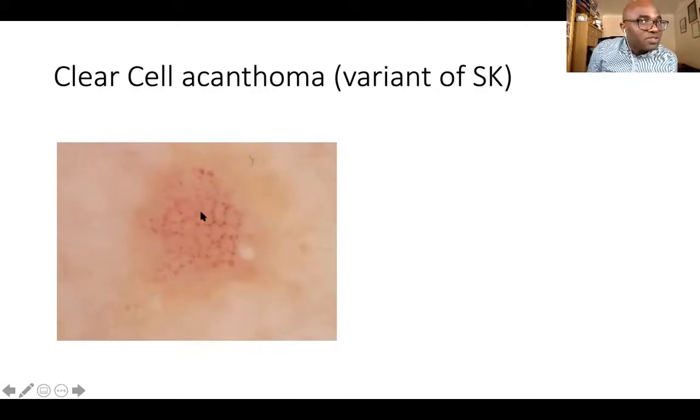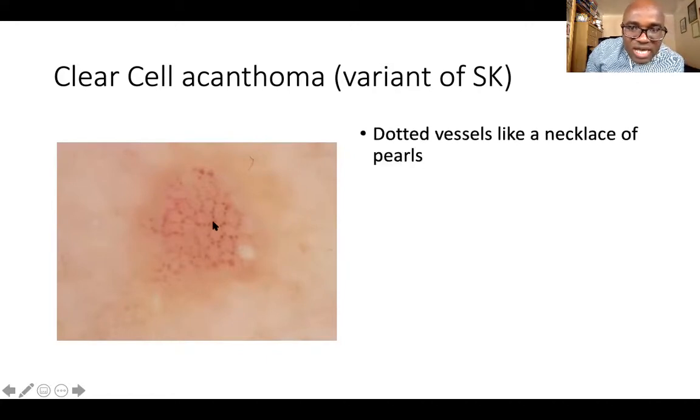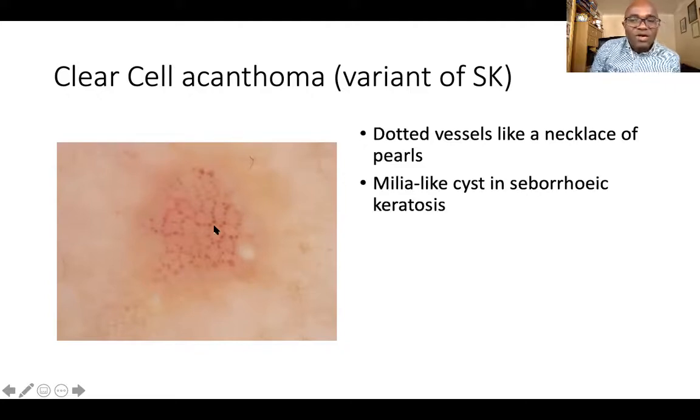It also has the other features of seborrheic keratosis. You can see the milia-like cysts there. It might not have any comedo-like openings, but it's got milia-like cysts there. And then the network of pearl distribution of the blood vessels is what tells you that this is a clear cell acanthoma. Milia-like cysts tell you it is a variant of seborrheic keratosis, but this is specifically pathognomonic of clear cell acanthoma.